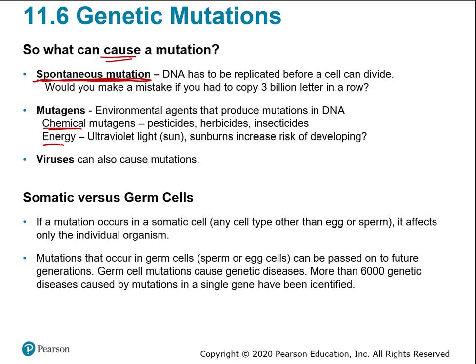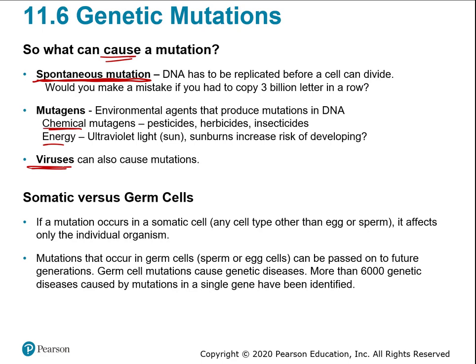The third one, though, is viruses. So viruses, which infect a cell, can sometimes insert themselves into the DNA of that cell. If the virus goes into the cell and inserts itself into the DNA, that's going to change the sequence of the DNA. And so viruses have been found to be able to cause mutation. So there are viruses that are associated with creating mutation and potentially causing problems.